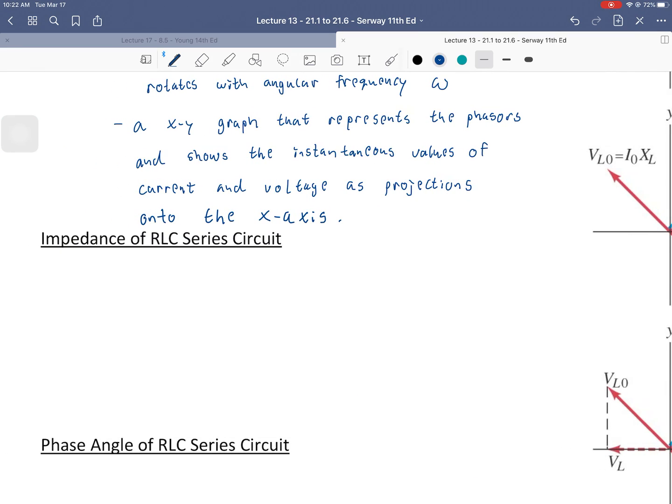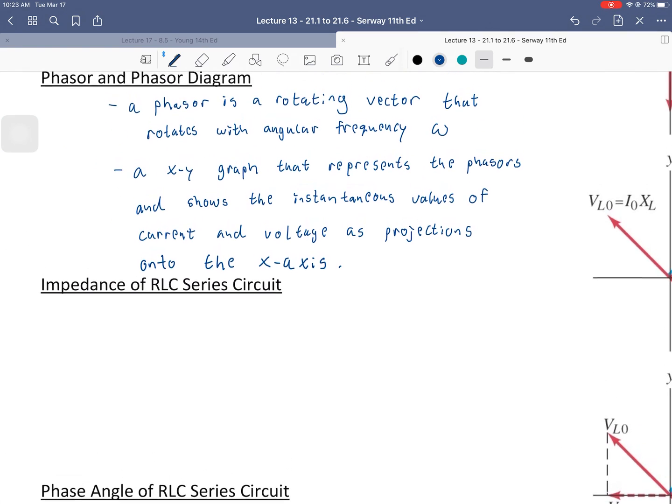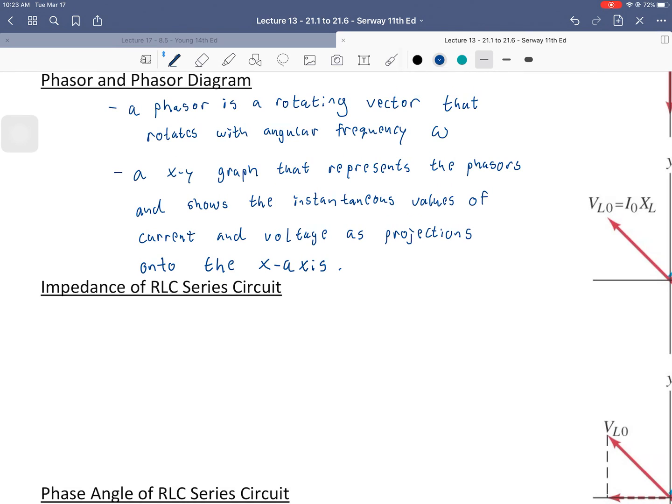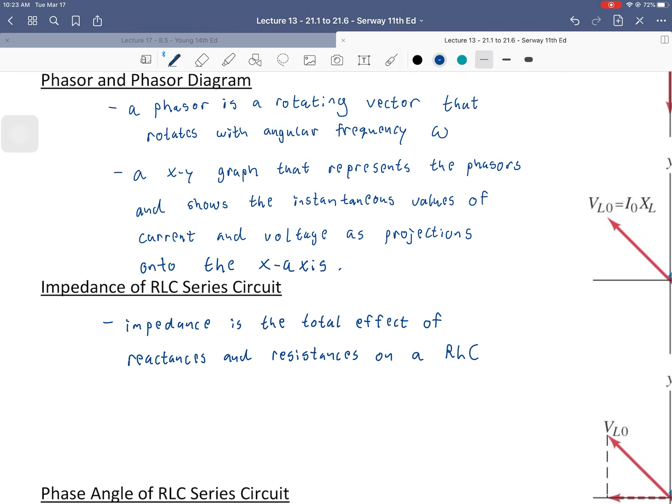Okay, so let's get to one of the goals of all of this phasor diagram discussion, and that's understanding the idea of impedance. Okay, so impedance is the total effect of reactances and resistances on an RLC circuit's current.